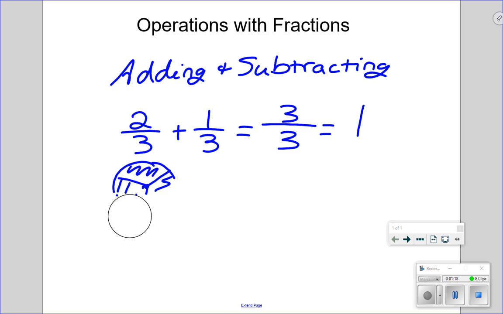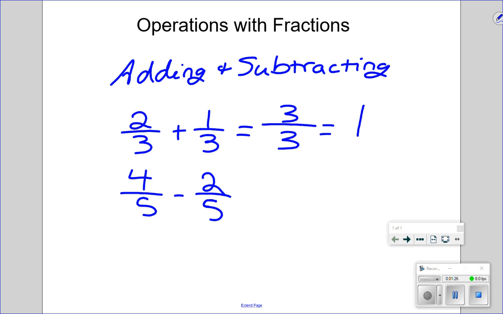So you need a common denominator. If you're subtracting, you do something similar. So we'll use 4/5 minus 2/5. You're just going to subtract the numerators instead. So 4/5 take away 2/5 would be 2/5.